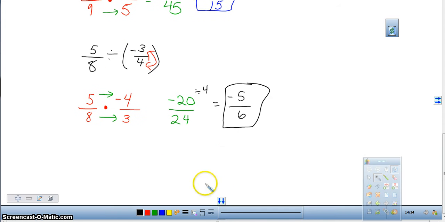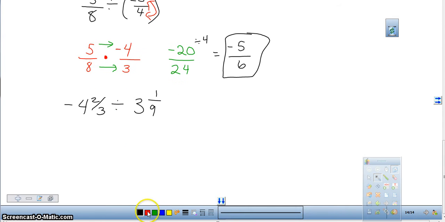Okay, one more. Let's try -4 and 2/3 divided by 3 and 1/9. This one is a little bit harder, because before I can do anything, I need to change both of these. So that's 3 times 4 is 12, plus 2 is 14. So -14 over 3 divided by 27 plus 1, so 28 over 9.